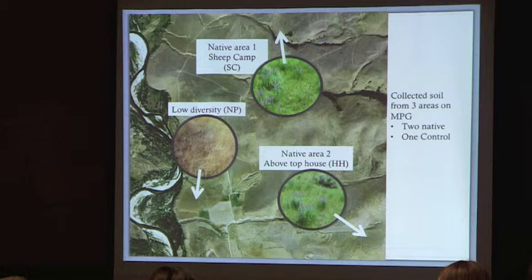So what we did was collect whole soil from 3 different areas on the ranch. One of the areas was in sheep camp, which is an area that has a high diversity of native species. The second native area was just above the top house. And the third area is our control, where our experiment is, in the north center pivot. It's basically dominated by weeds.